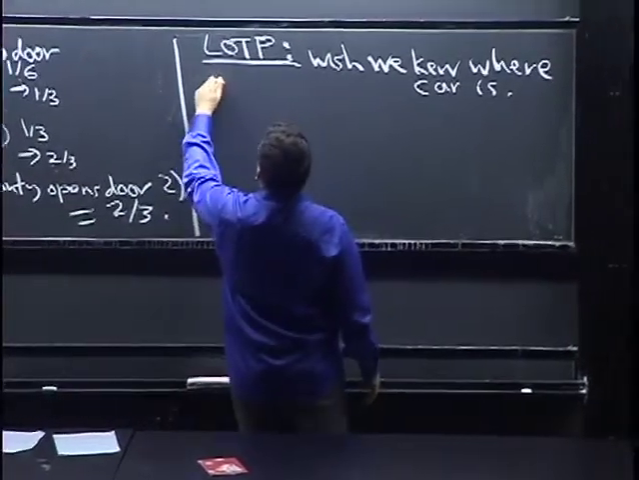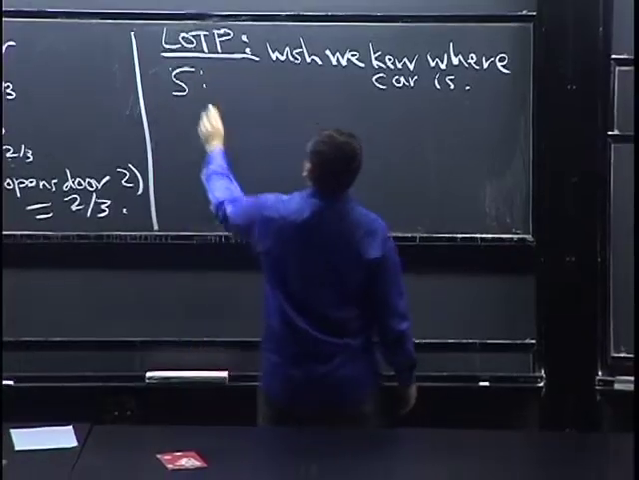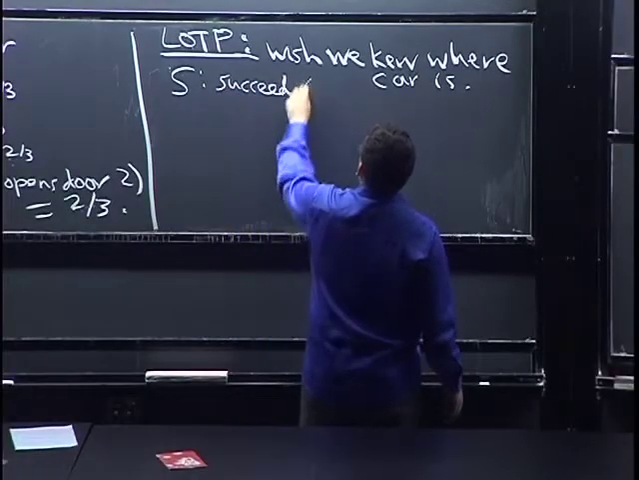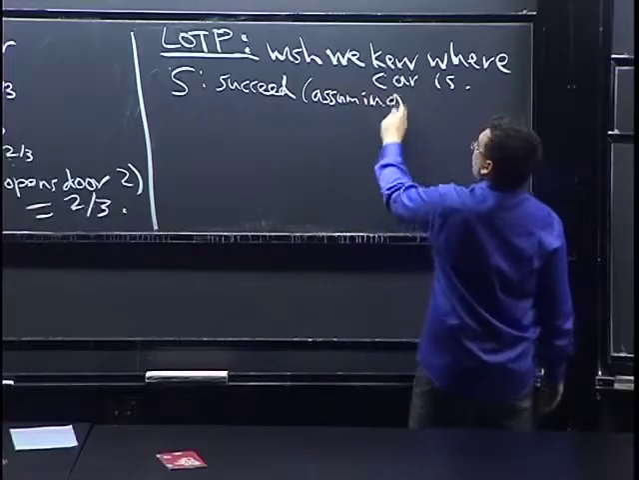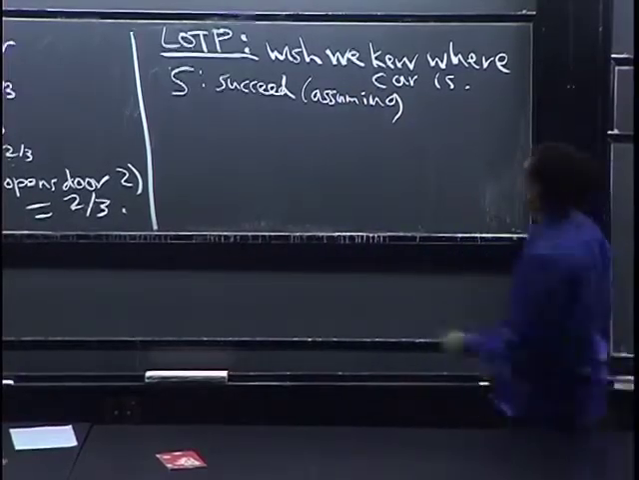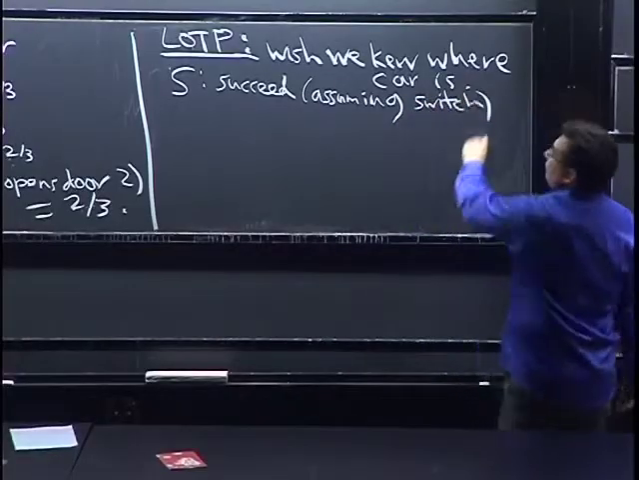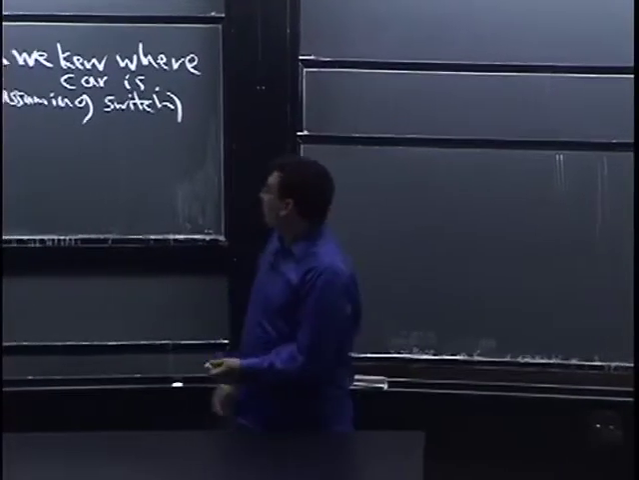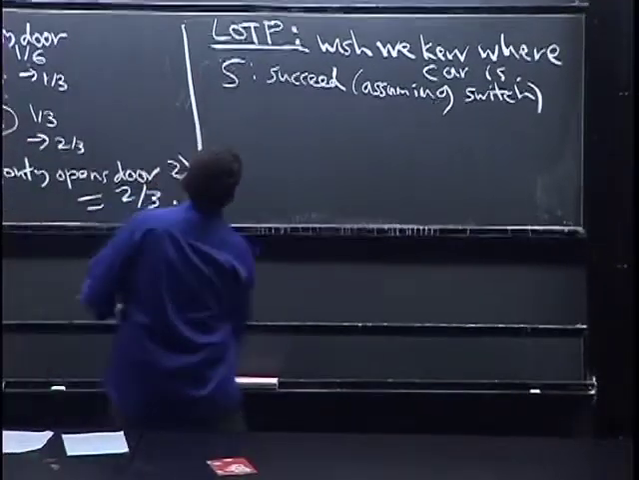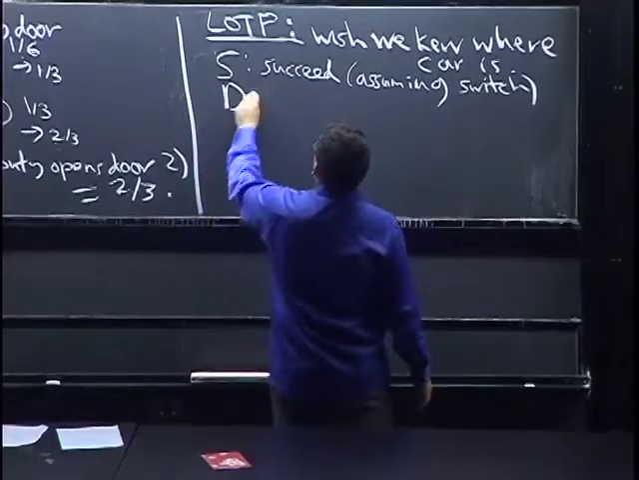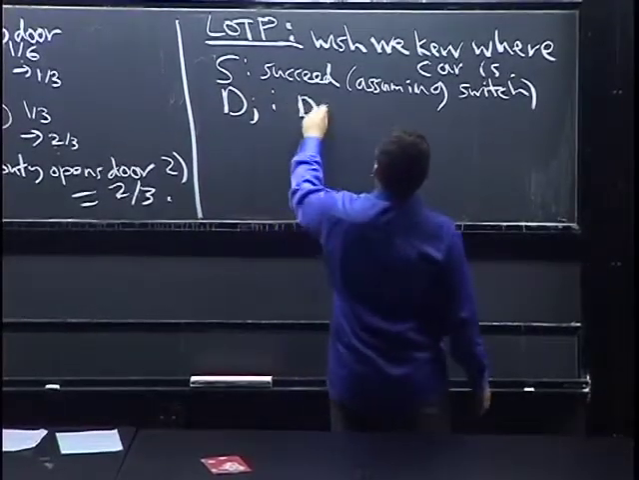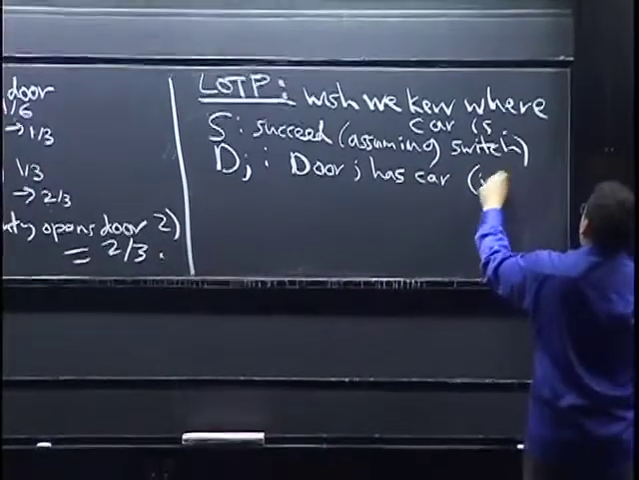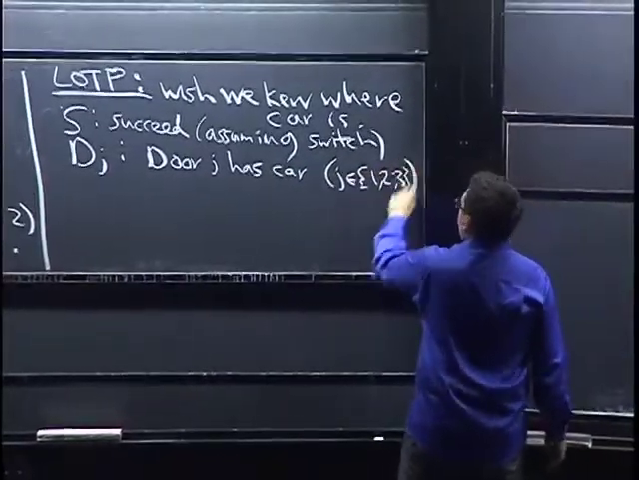We need to define some events. Let S be the event that we succeed, assuming that we're using the switching strategy. So I'm going to assume that we're going to switch, and I'm going to see what's the probability that we succeed by that strategy. Monty Hall is going to give us the choice to switch, and we'll say yes. That's our strategy, and we want to see the probability of success of that strategy. And then let D_J be the event that door J has the car. So I'm using D for door J has car, where J is just 1, 2, or 3. That's just some simple notation.